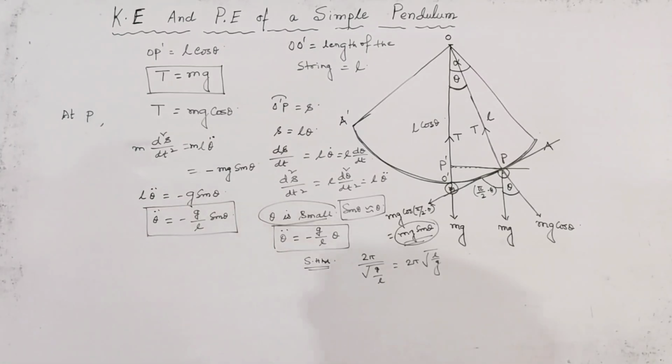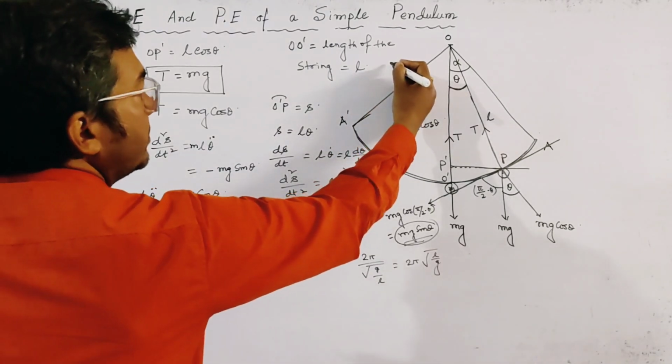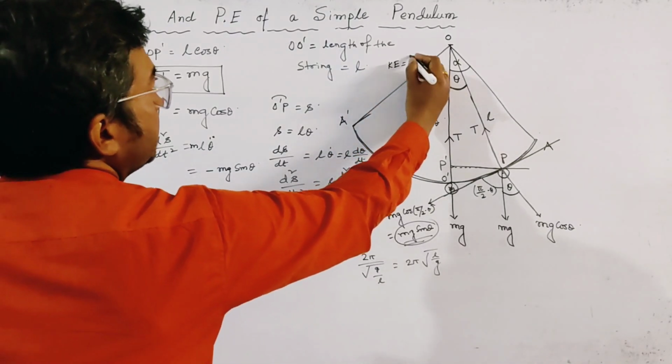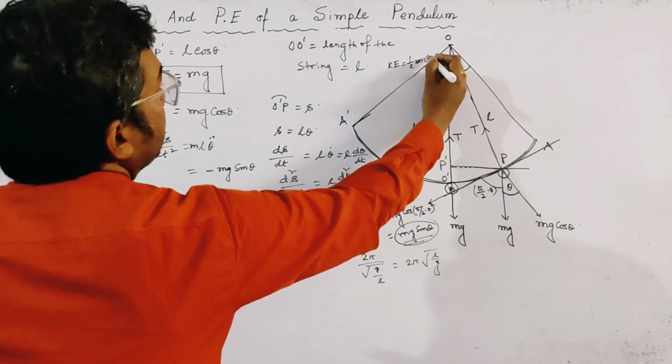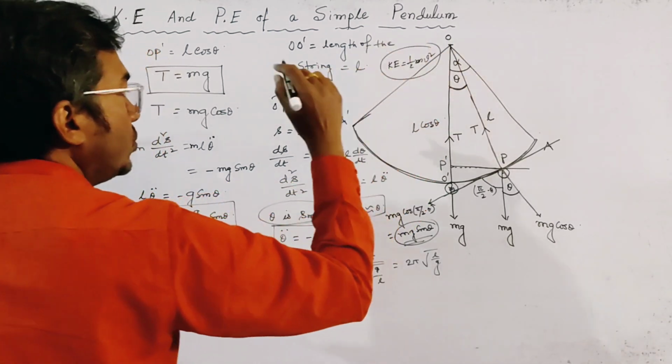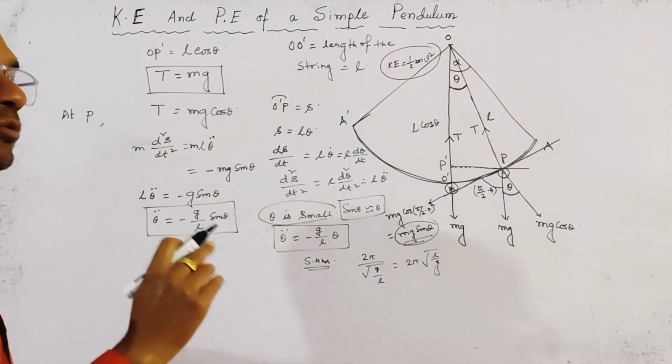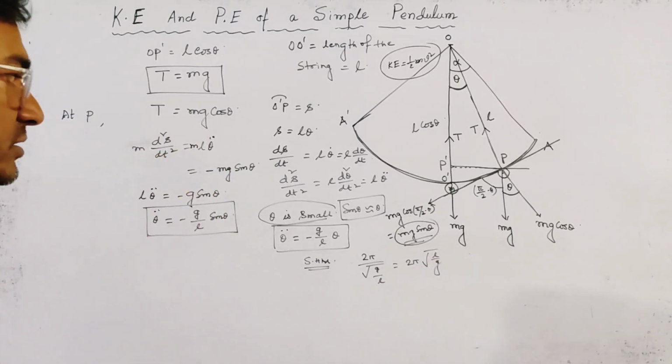Now we discuss the kinetic energy. How to find the kinetic energy? The kinetic energy of any particle in motion is given by half mv square. Okay, so we have to find the value of velocity v.